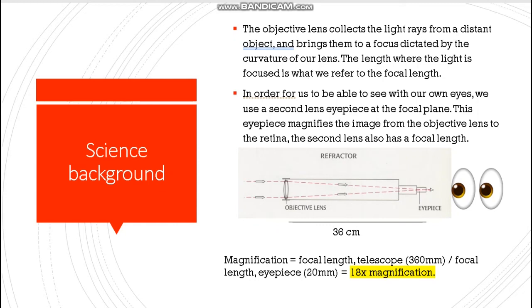Now, in order to calculate the magnification, we divide the focal length of the telescope, 360 millimeters, by the focal length of the eyepiece, which was 20 millimeters. This gives us 18 times magnification.